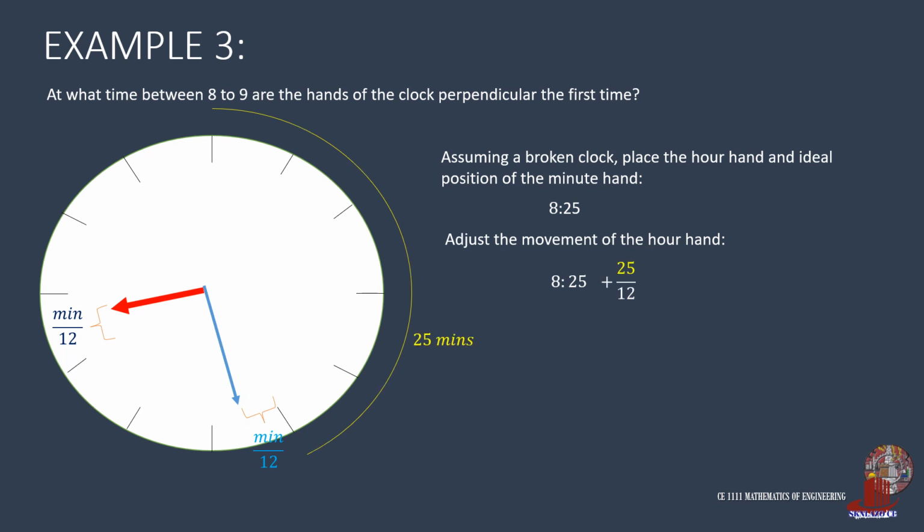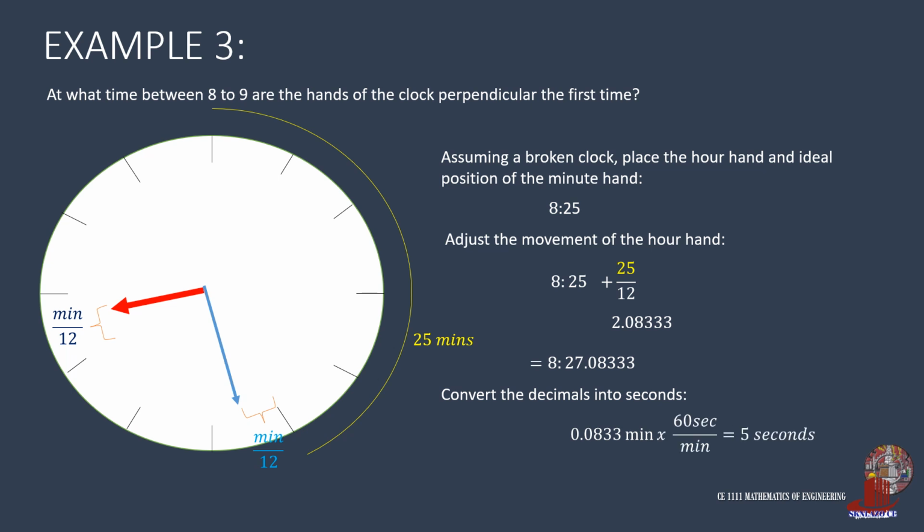So add 25 over 12, which is 2.0833, making the time 8:27.0833. Convert the decimal into seconds and have 0.0833 times 60, which is 5 seconds. So the exact time when the two hands are perpendicular for the first time is at 8:27 and 5 seconds.